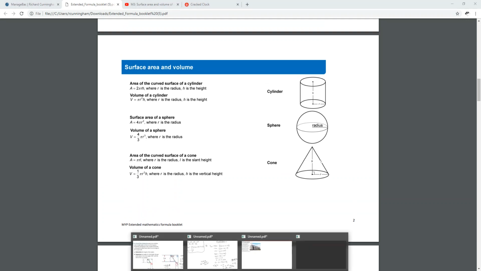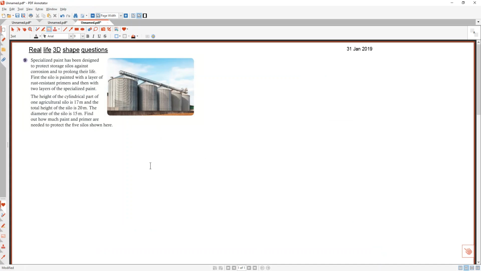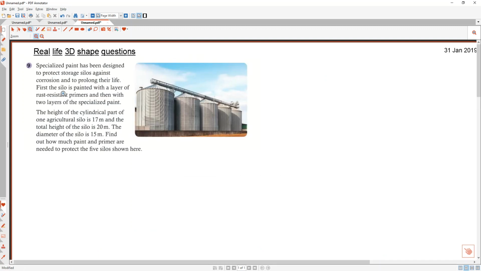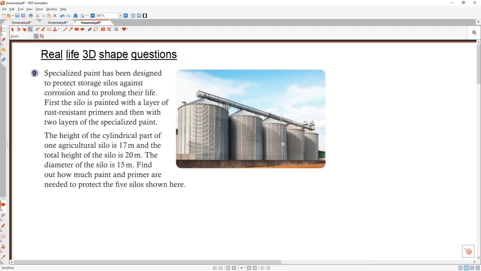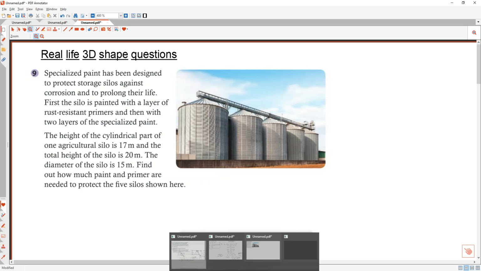Right, to get started today, we're going to have a look at this question, which you can't actually see. Let me just zoom in a bit. This is question 9 in the booklet that I've given you. I want you to spend 5 or 6 minutes doing it, and then we will go over it together.